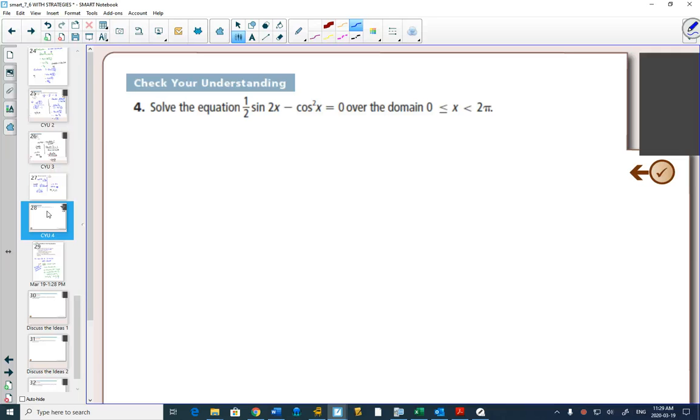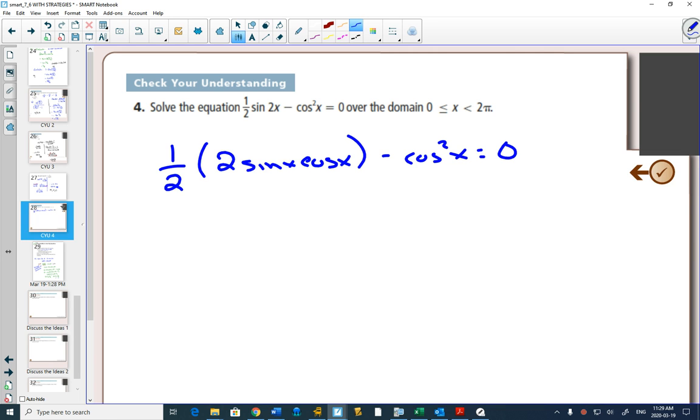So we see a double angle. We wonder, is this multi-revolution or is this something else? But we have another function. So we're going to change it with the double angle identity. The 1/2 and the 2 are going to simplify. We have a common factor of cos, which we can factor out, leaving me with sine x minus cos x equals 0.